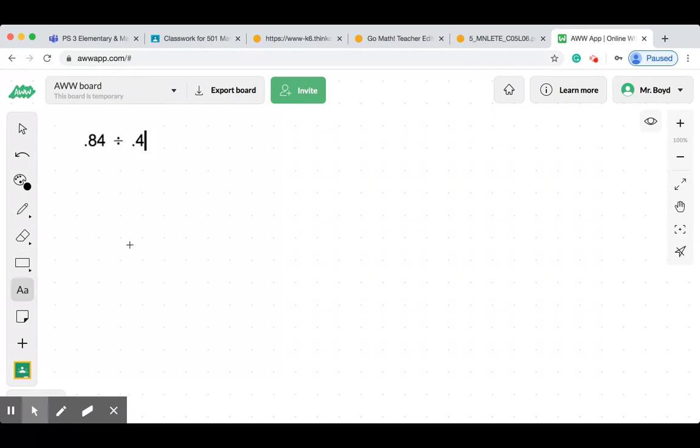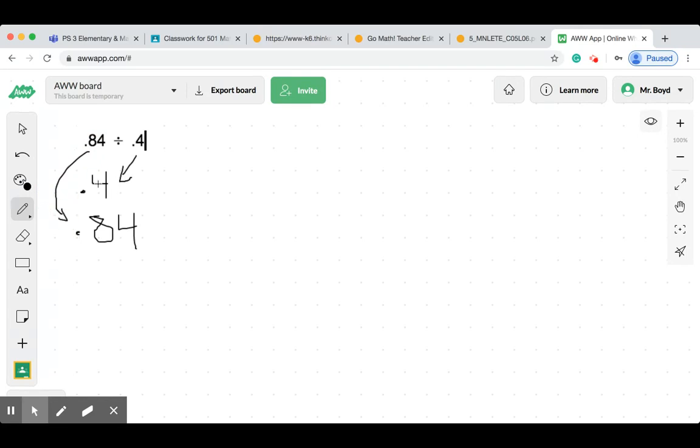So, first thing we're going to look at here is 84 hundredths divided by 4/10. First thing I'm going to do is write 4/10 right here because that is my divisor, and I'm going to write my dividend right underneath it, which is 84 hundredths. Again, divisor and dividend. I'm going to write them in this order.